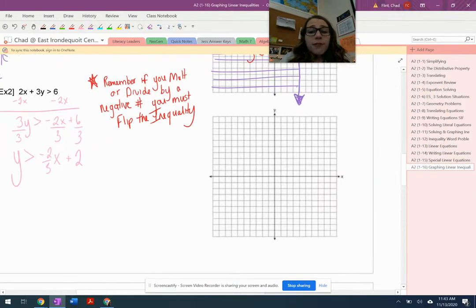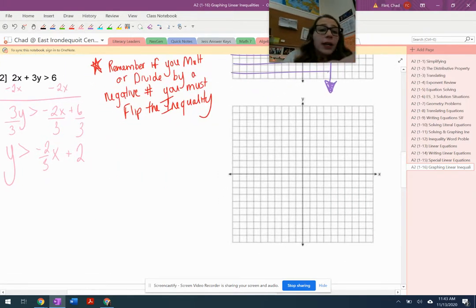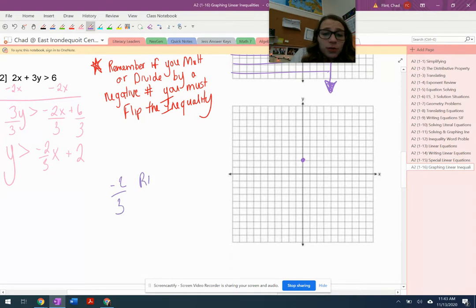All right, so graphing that, I'm starting with my y-intercept of positive 2. And my slope says negative 2 over 3. Negative 2 over 3 is rise over run. So I'm going rising negative 2, which would be down 2, and over 1, 2, 3. And I'm just going to go the other way, up 2 and to the left 3.